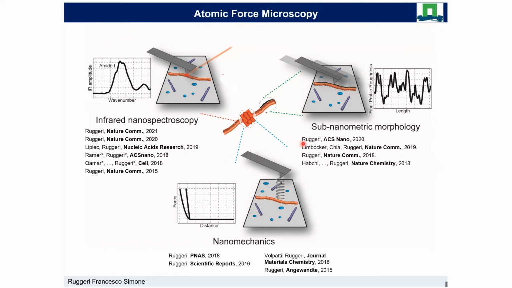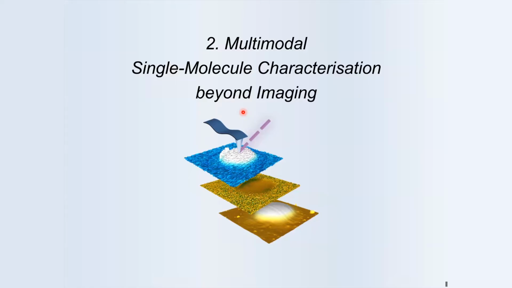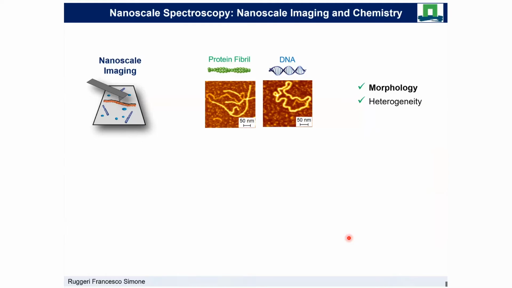So this is what is interesting for us to understand and characterize biomolecular processes in very high detail, down to single molecule structural and chemical characterization. So I will talk today about multimodal single molecule characterization beyond imaging. What this means, let's suppose we do the following experiment. We have some protein fibres, like the ones that I showed you before, involved in the onset of Alzheimer's.